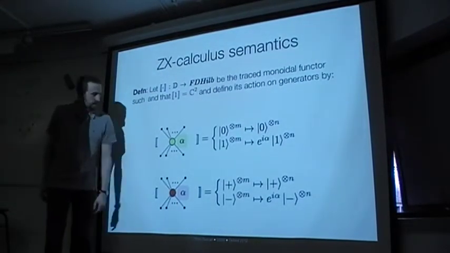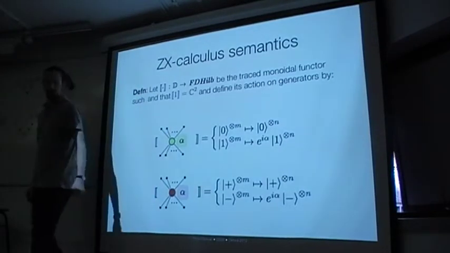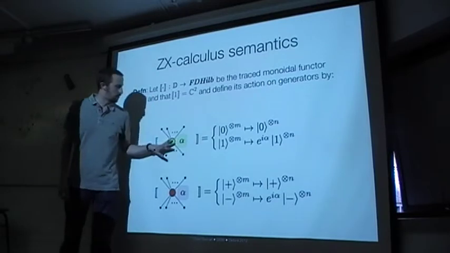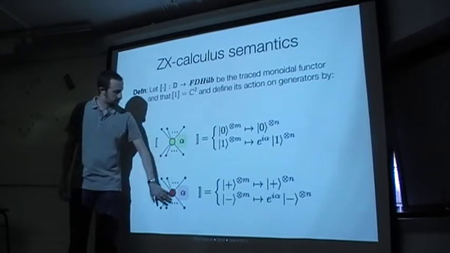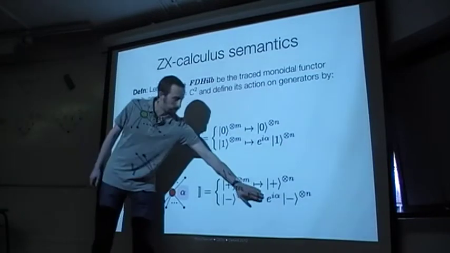The red one is defined analogously, except now we're in the plus and minus basis. So this is again a copying operation for the standard basis, and a copying operation for the plus and minus basis with some phase shift.